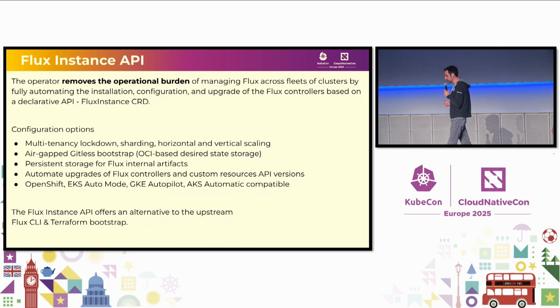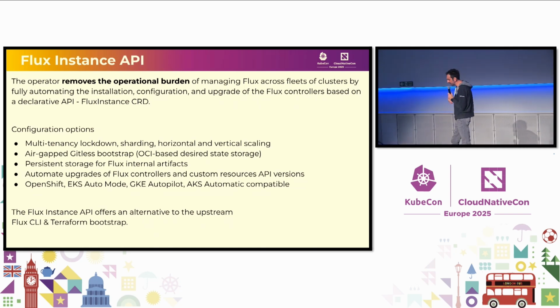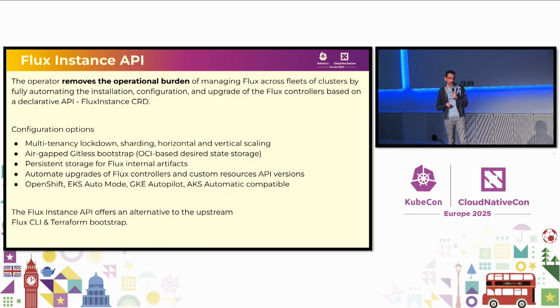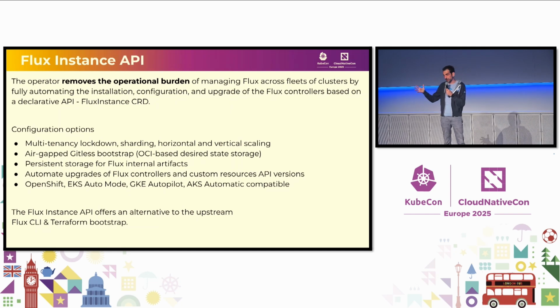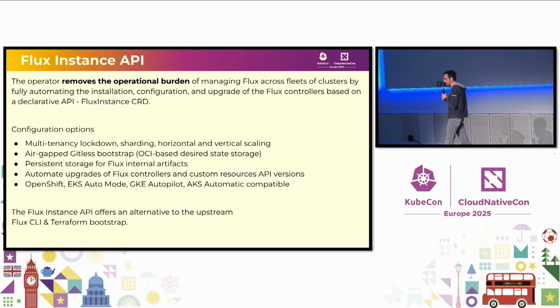Another thing that we wanted to improve was automatic upgrades. Flux is mature enough. We have proved to our users in the last year that we really care about backwards compatibility, and even today you can upgrade from Flux 0 point something to the latest version, and it will work. So based on this, we said we need to make automatic upgrades better.